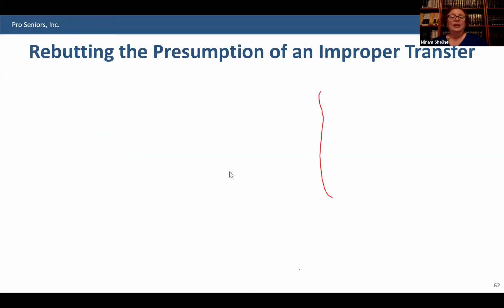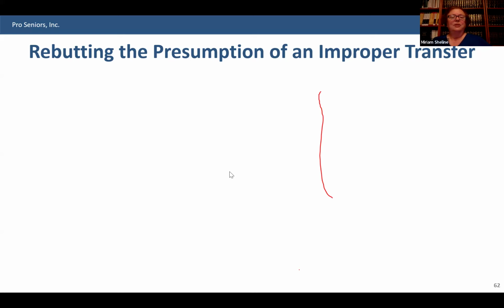So how do we get around the presumption of the improper transfer? And let me pause right here to see if there's any questions with regard to proper transfers at this point. Don't see any questions in chat, but we can give everyone a few seconds to get your question in. Okay, I don't see anything.